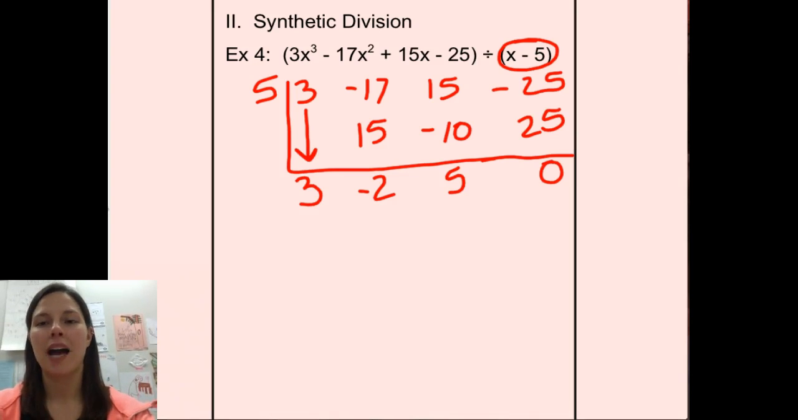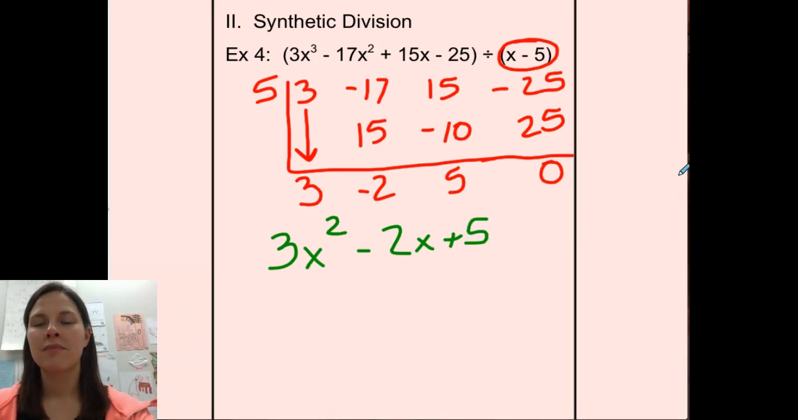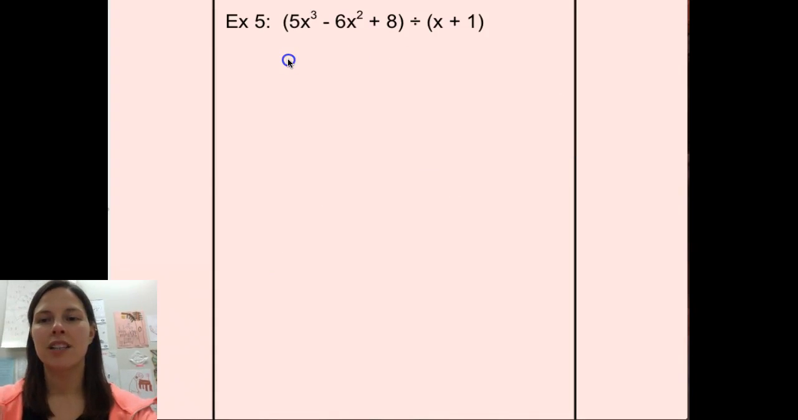And here's how you express your answer. You put the variables back with the coefficients that you got as a result of your synthetic division. So starting off with that 3, we're going to drop 1 power from what we were dividing into. So instead of 3x cubed, we've got 3x squared minus 2x plus 5. So what this tells us is that 3x cubed minus 17x squared plus 15x minus 25 divided by x minus 5 gives us a result of 3x squared minus 2x plus 5. We'll look at that one more time.